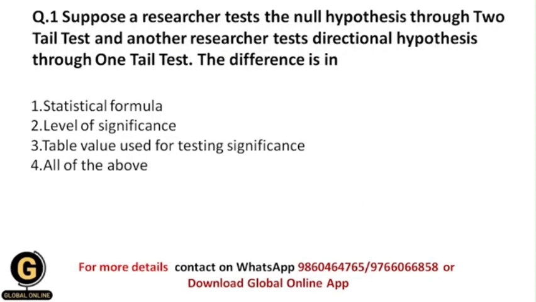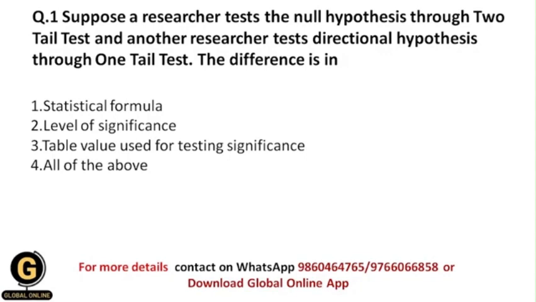Question 1 is: suppose a researcher tests the null hypothesis through a two-tail test and another researcher tests a directional hypothesis through a one-tail test. The difference is in... So basically in this question they have asked us what exactly is the difference between a two-tail test and a one-tail test in regard to the testing of the null hypothesis and the directional hypothesis respectively.